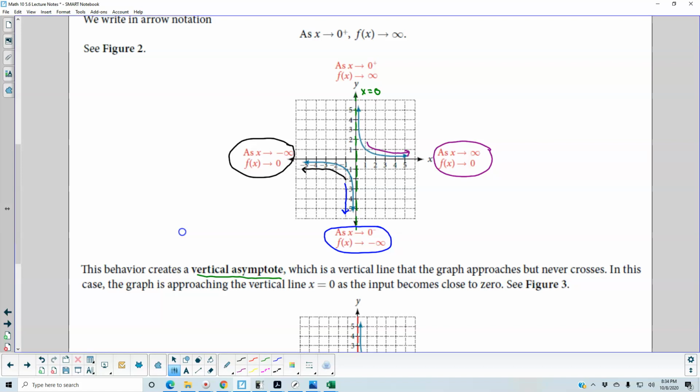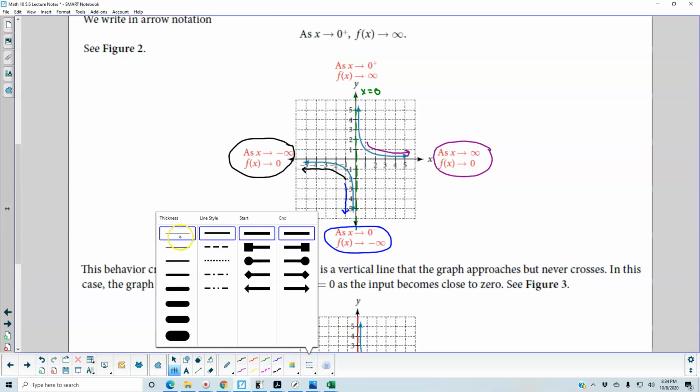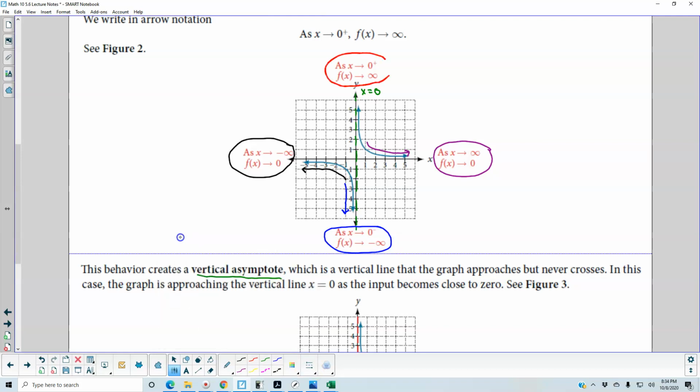And then if we take a look at the last one here, as x is approaching the value of 0, meaning that it's getting closer to 0 from the right, the function is approaching positive infinity. So again, this is how we're writing our arrow notation, and you want to be able to understand what each piece is doing on the graph.